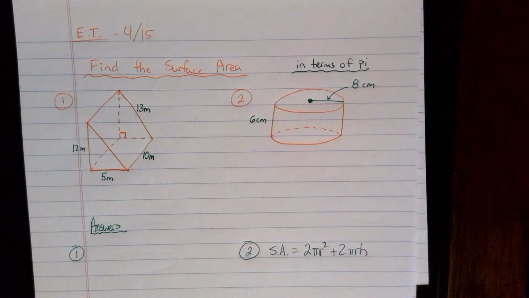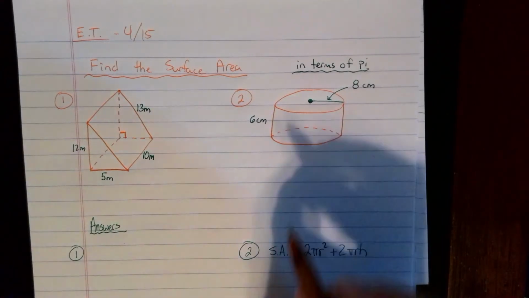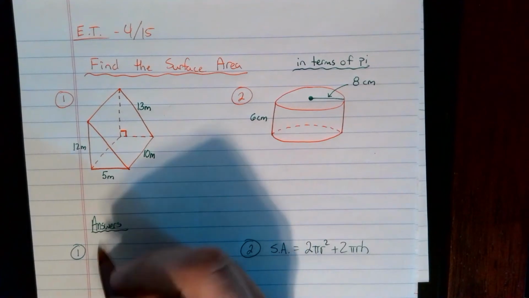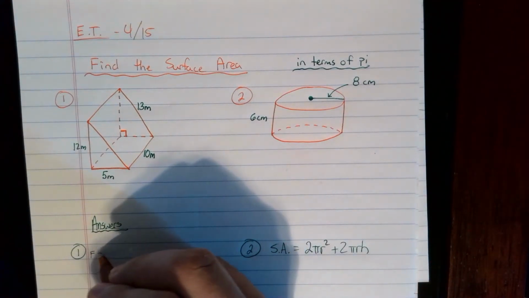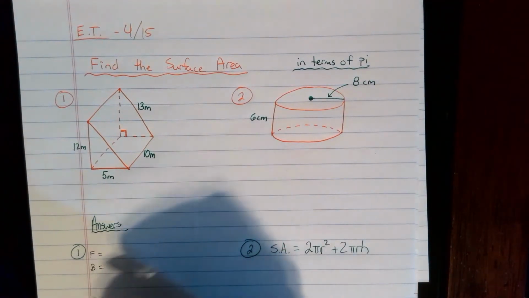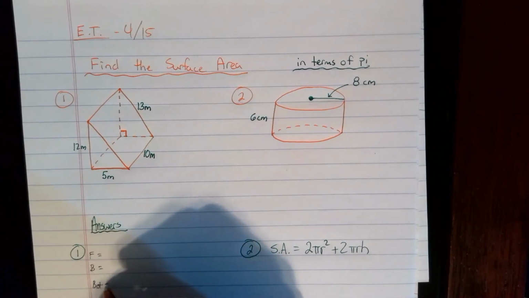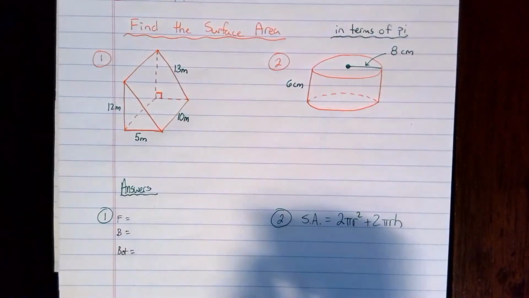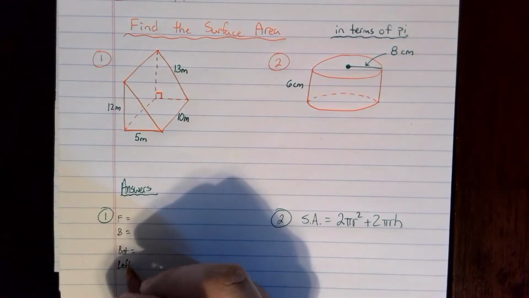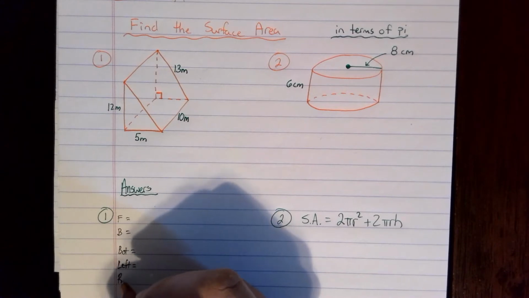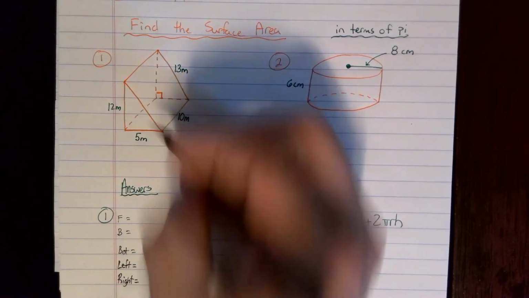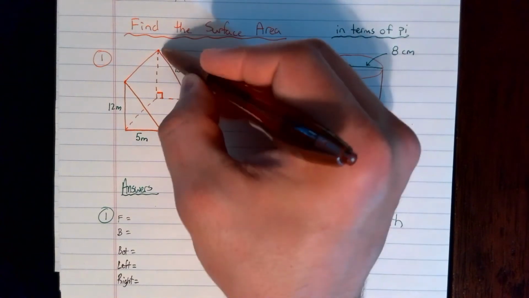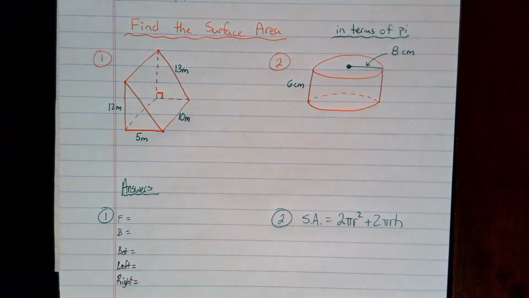Alright, hopefully you tried it. I'm going to go over the answers to both of these right now. For the first one, I have to find the area of the 2 triangles first, the front and the back. They're going to be the same. And then I have the bottom rectangle, the left rectangle, and that right diagonal rectangle, the one that looks like a ramp. Those are my 3 rectangles.